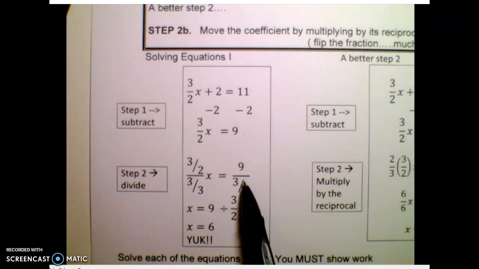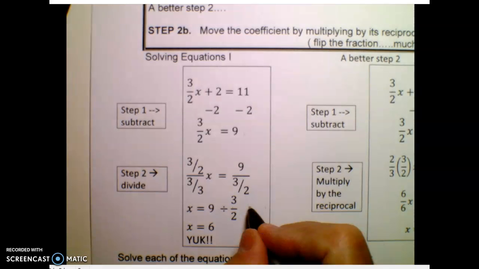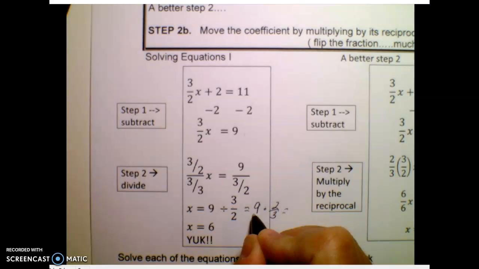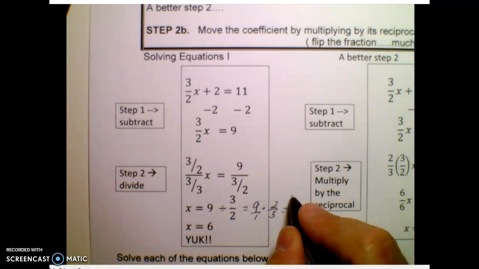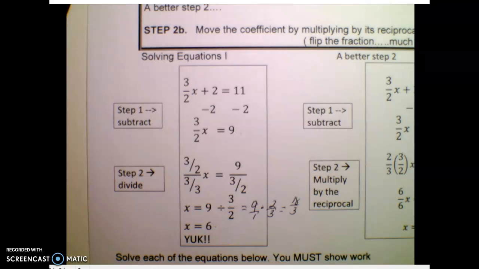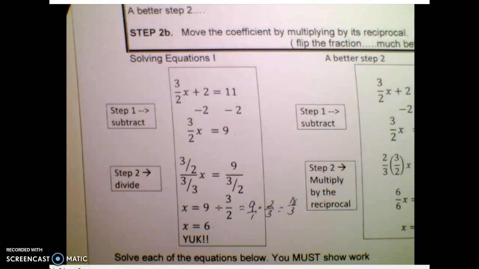And over here I have 9 divided by 3 halves. So it looks like that. And I can do that because we all know the next step would be 9 times 2 over 3. Put a 1 at the bottom of the 9, and I get 18 over 3. 18 divided by 3 is 6, but that's a lot of fraction. So I'm not sure that I want to do that. You can always do that. But let's look at a better way.